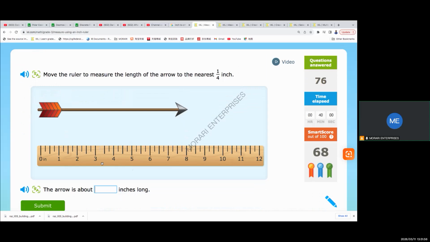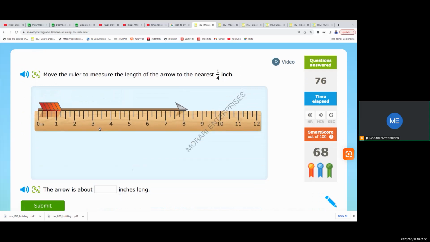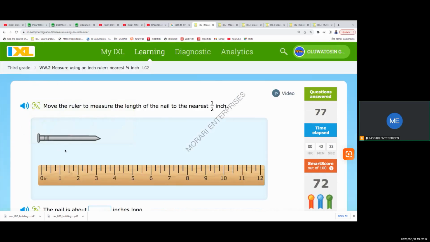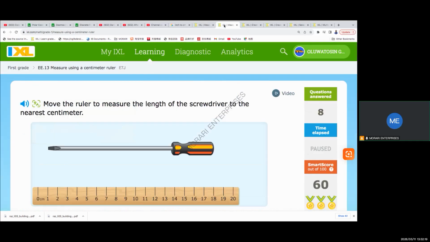And what about the arrow? Be careful, take your 0 here at the edge. And then at the tail end there, we have 8 and 1/4 because we have 4 spaces, and each space is 1/4. So we have 8 and 1/4 inches long. All right, we won't go further. Can you do that? So try that. Let's go to the next.